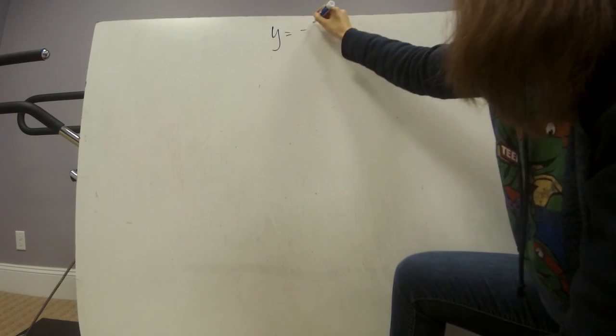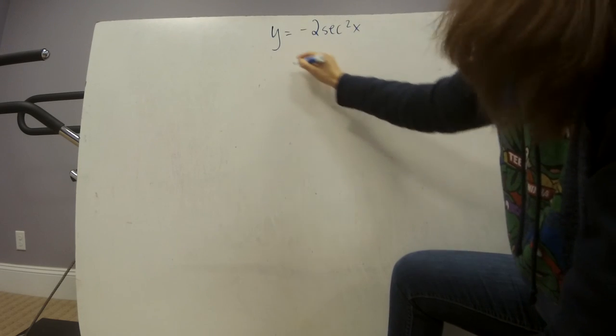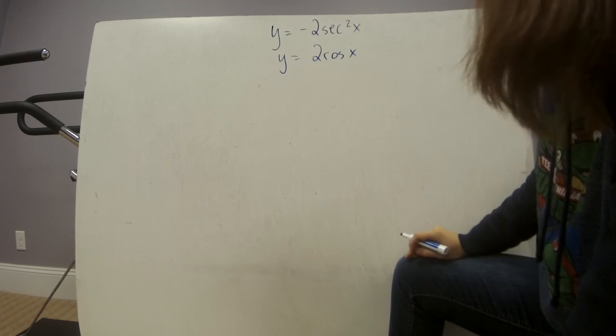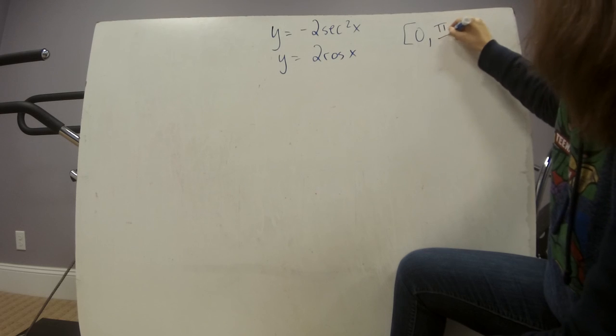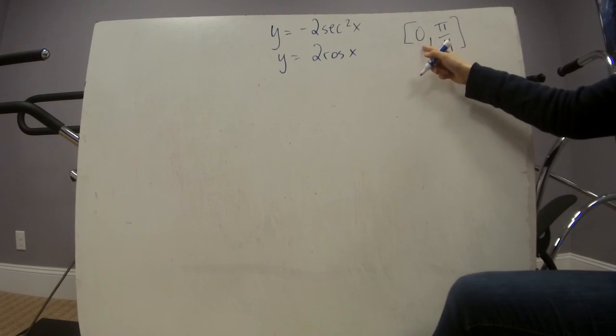Y equals -2 secant squared x. And y equals 2 cosine x. But it actually does tell us that we're from 0 to pi over 4, so it doesn't want us to go anywhere beyond that. Let's see if these things meet at 0 and pi over 4, right?